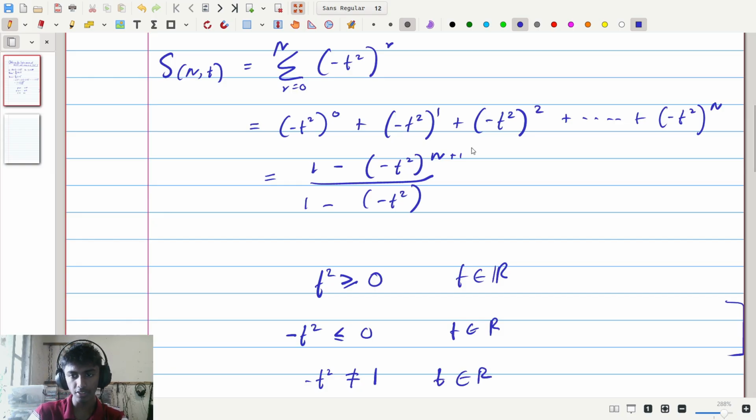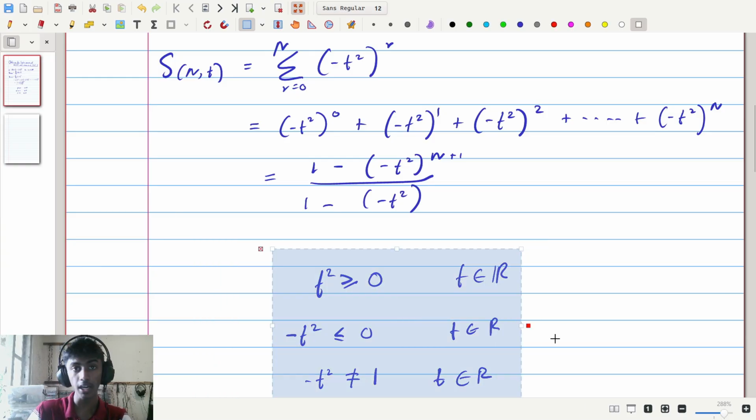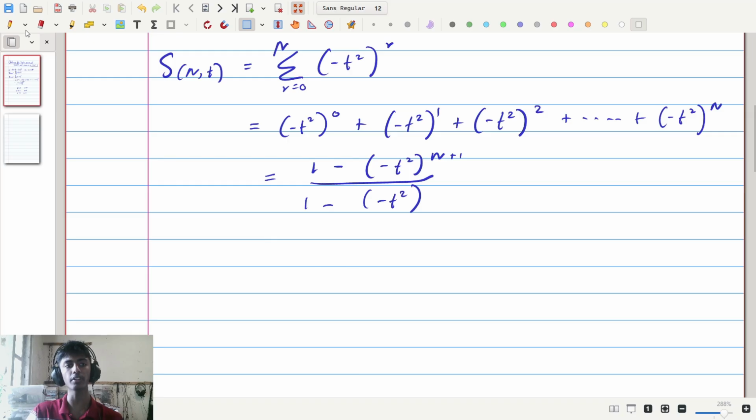By this logic, we can say that what we're doing here is valid, because recall, what we did for the geometric sum would not be valid if the common ratio was equal to 1. Since we can see the common ratio is definitely not equal to 1, there's no problem in doing this.